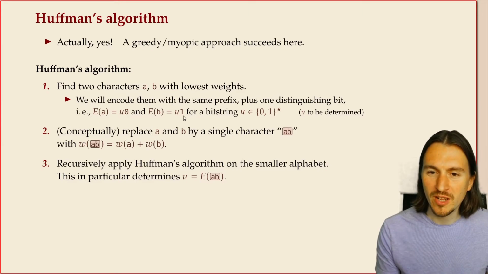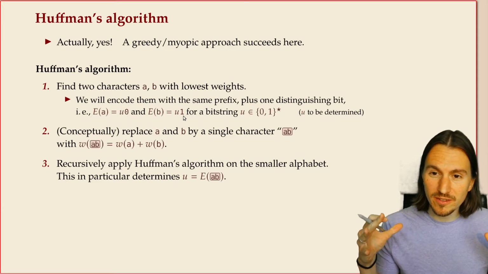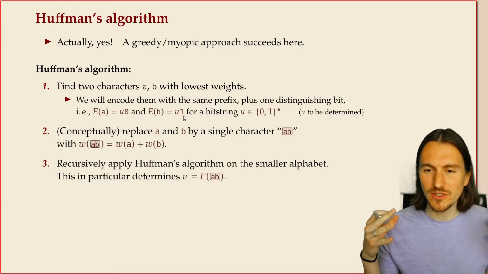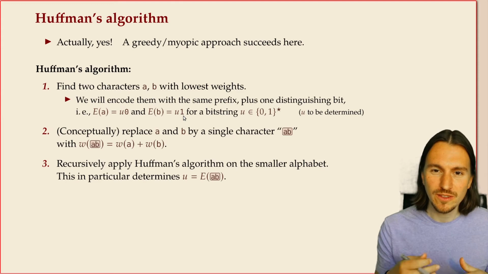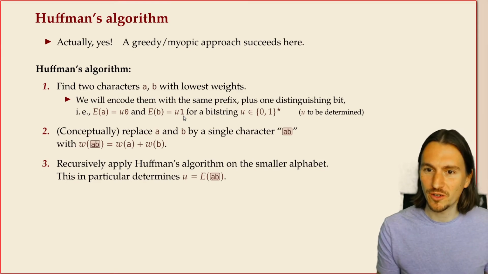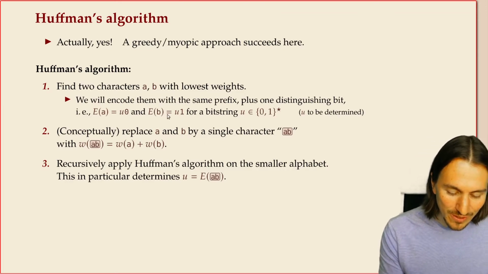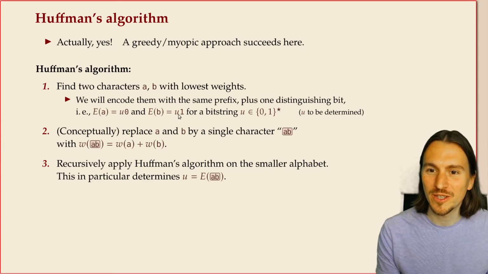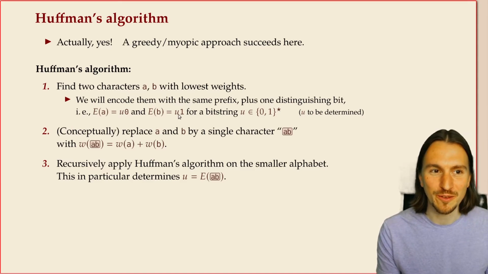Okay? And this choice, or this decision, restricts the choices for the other code words, as we'll see, in a substantial way. But it's done by choosing the two lowest weight characters. We never lose the optimality of the overall code.